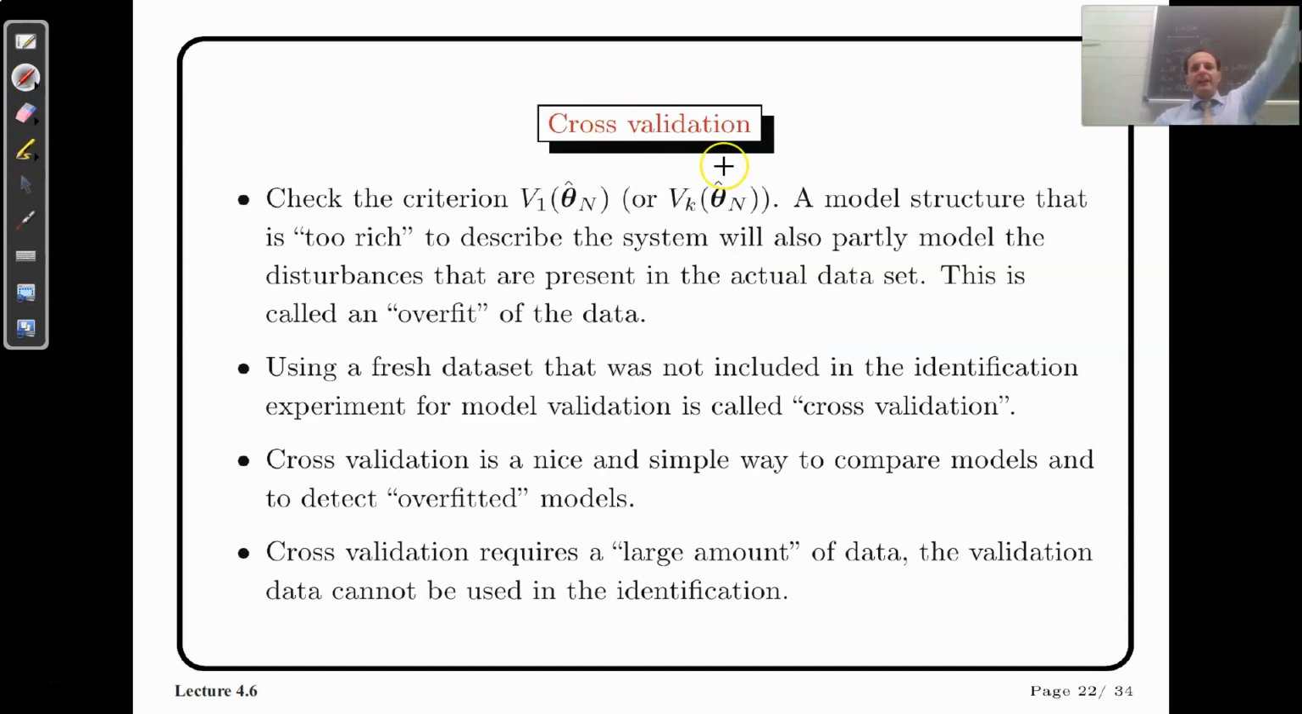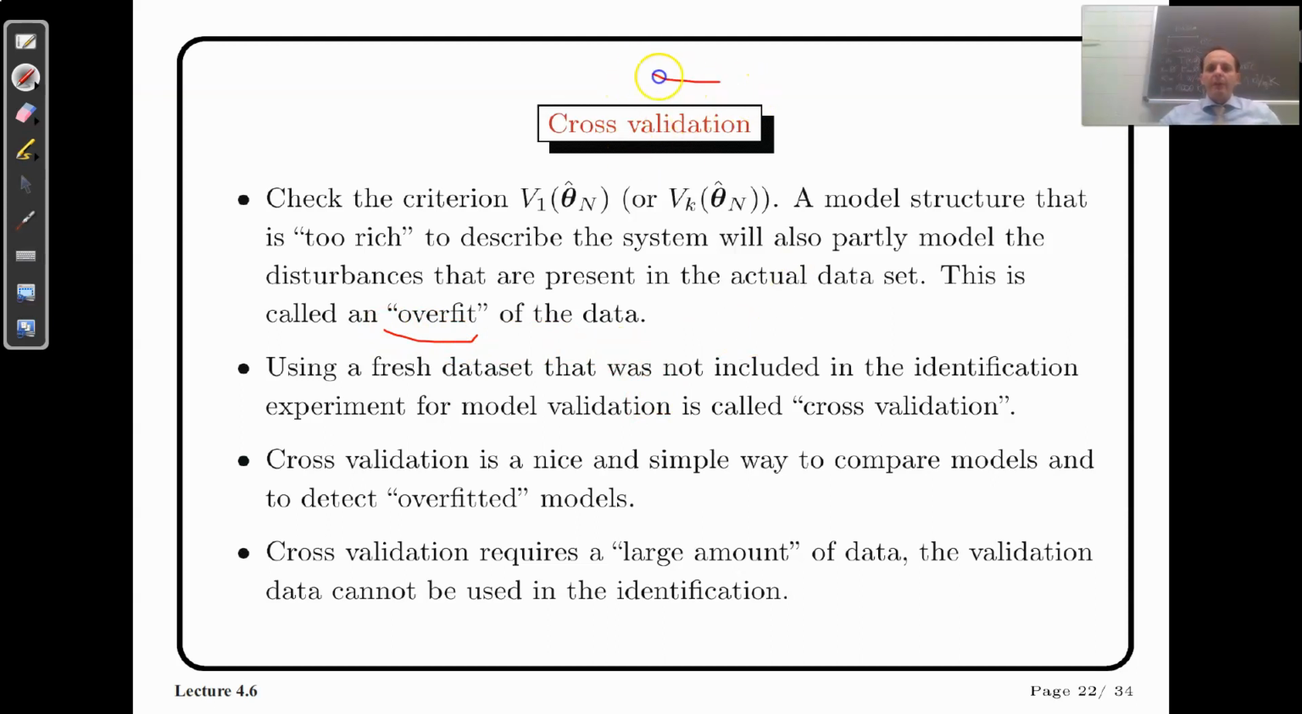So after the cross-validation, we can check the criterion, so the cost function V1 for a number of k step-ahead predictions. The problem is that a model structure that is too complicated can include also a model of the disturbances that are present in the data. So this is called overfitting. We will find this problem also with neural networks.